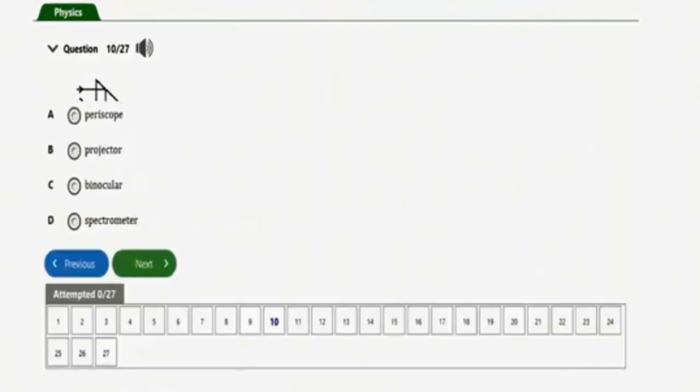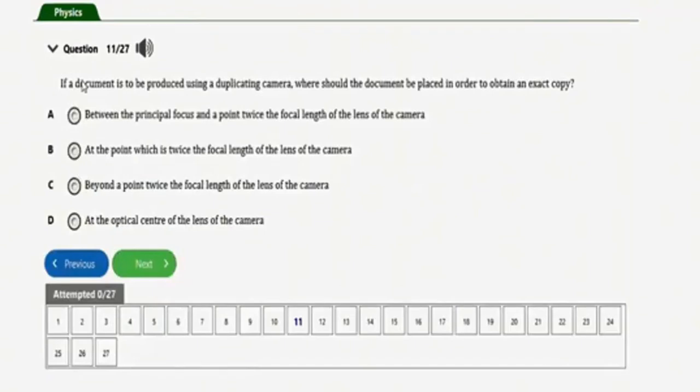Alright, the next question says if a document is to be produced using a duplicating camera, where should the document be placed in order to obtain an exact copy? Between the principal focus and a point twice the focal length of the lens of a camera. At the point which is twice the focal length of the lens of a camera. Beyond a point twice the focal length of the lens of the camera. At the optical center of the lens of the camera. So the correct option in this question is option C, which is beyond a point twice the focal length of the lens of the camera.